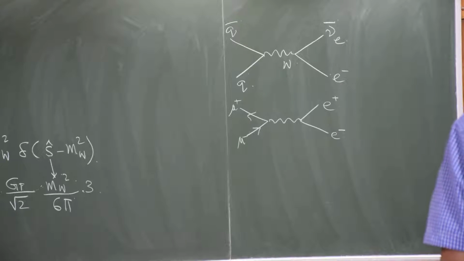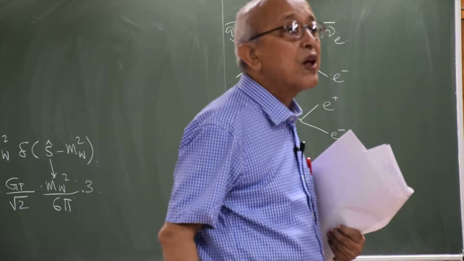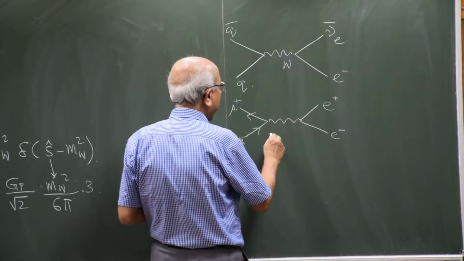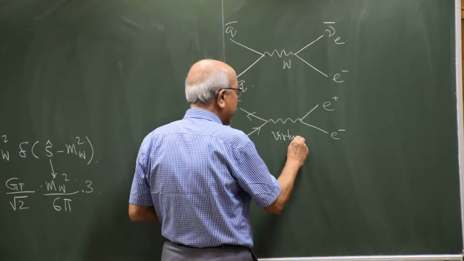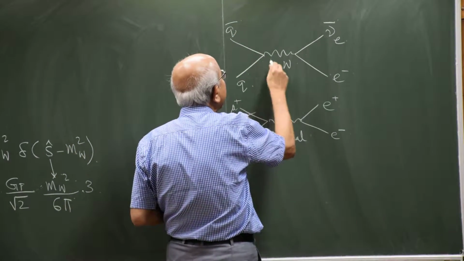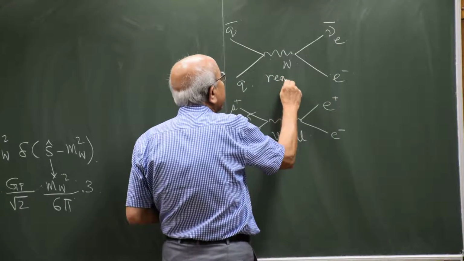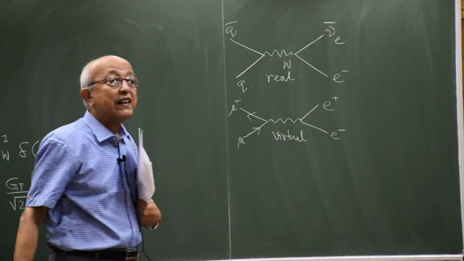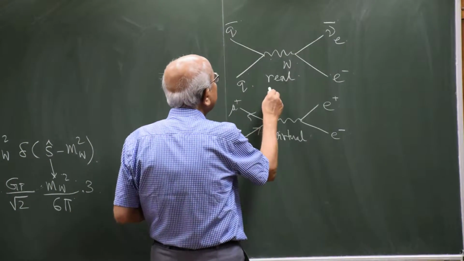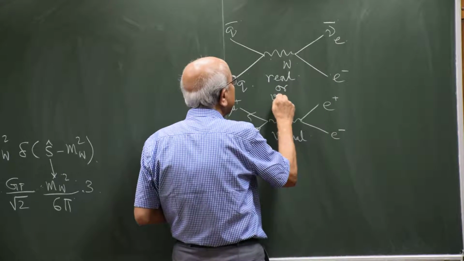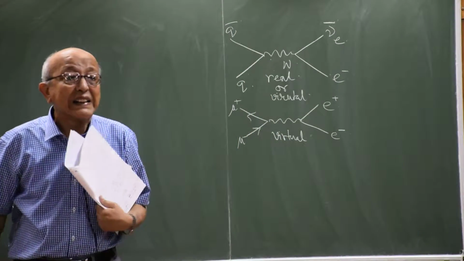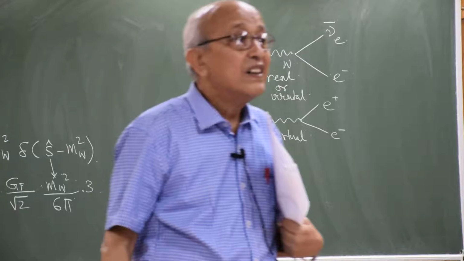To put it in more formal language, somebody was asking me what is virtual and what is real. I will simply say that this photon is virtual, and this W, depending on the QQ bar energy, may be real if the QQ bar center of mass energy is more than the W mass, but this can also be virtual, namely when the QQ bar center of mass energy is less than the W mass.